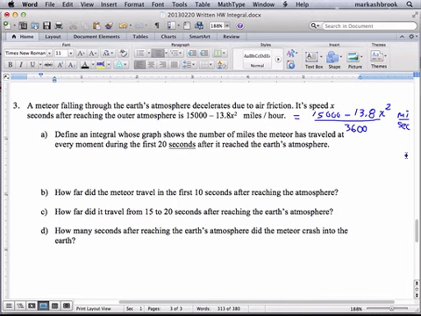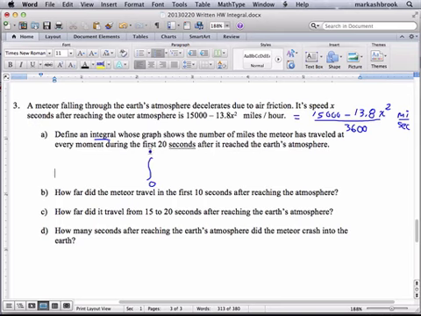Okay, so an integral, the number of miles the meteor has traveled at every moment during the first 20 seconds it reached the Earth's atmosphere. Somebody new. David, did you get this one? You did not? What's that? So can you do it on the fly here? How can we write an integral that'll show the number of miles traveled at every moment during the first 20 seconds? So we know there's an integral because it's saying it's an integral. Zero, 2.